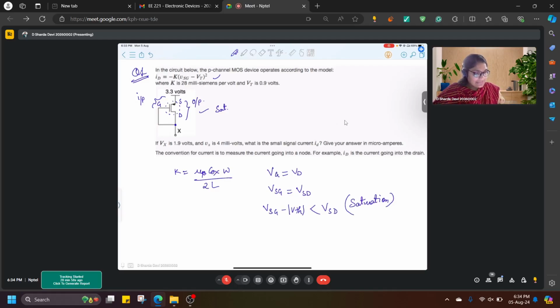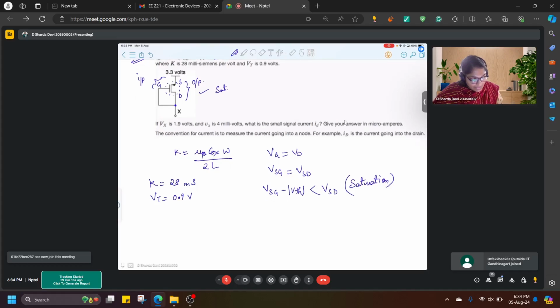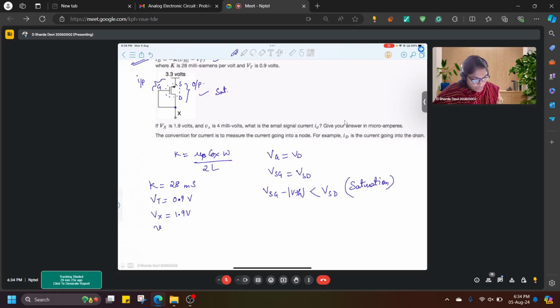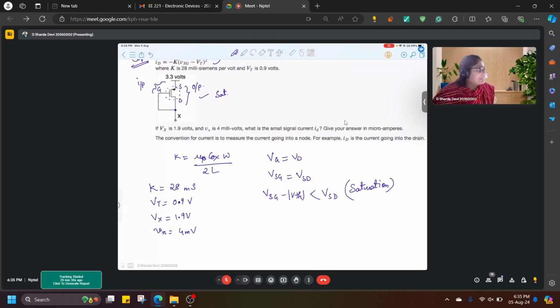Now here, since it is in saturation and the formula is already given, it is mentioned that K is 28 millisiemens, VT is 0.9 volts. So here VT is similar to the VT that we observed earlier. And given that capital VS is 1.9 volts and small vs is 4 millivolts. Now, what is the small signal current ID?